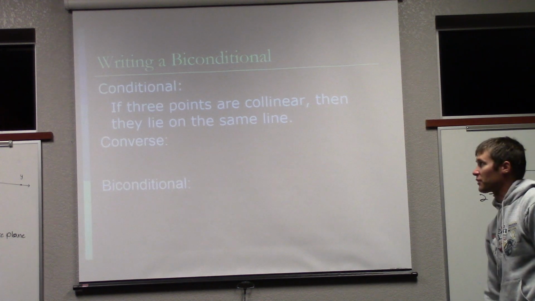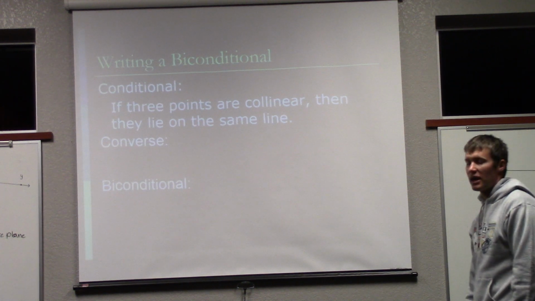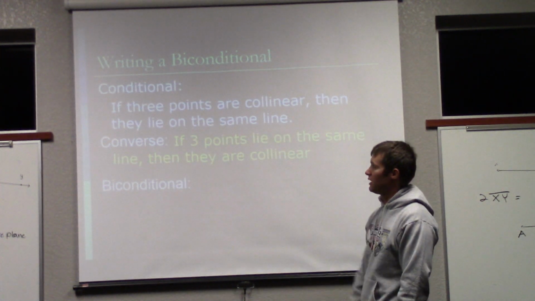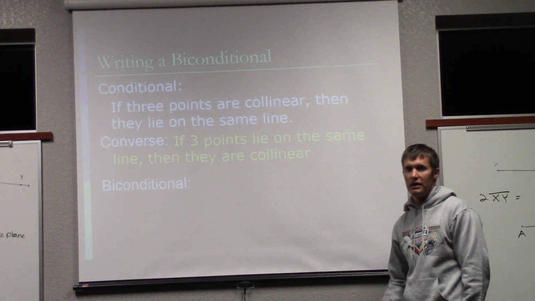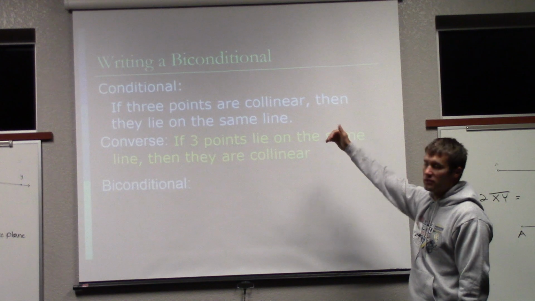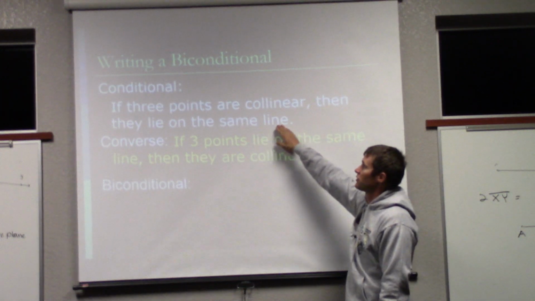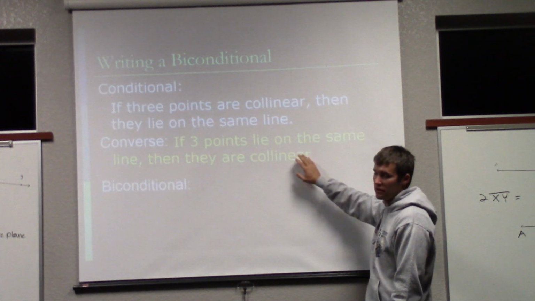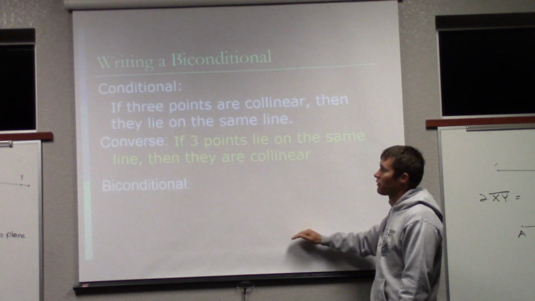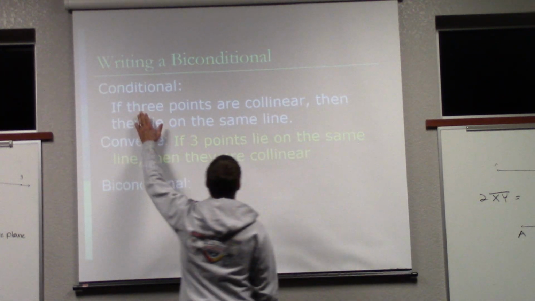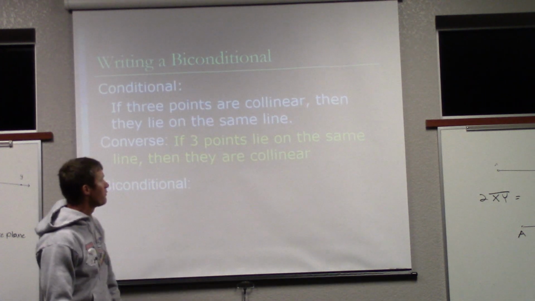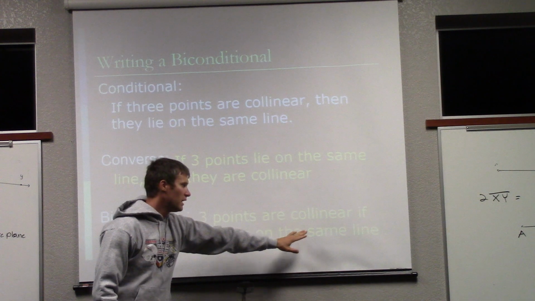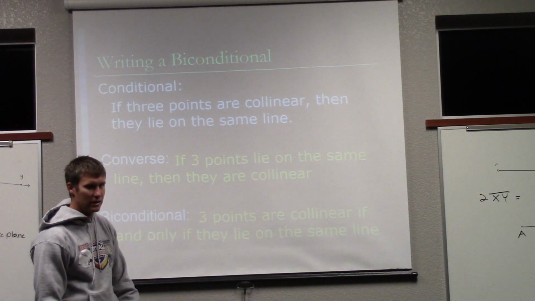Again, if three points are collinear, then they lie on the same line. We'd say if they lie on the same line, then the points are collinear. Now we're looking, is it true? Three points are collinear if they lie on the same line? Yes. If they lie on the same line, then they're collinear? Yes. Since both of them are true, we go back to the beginning. Three points are collinear if and only if they lie on the same line.